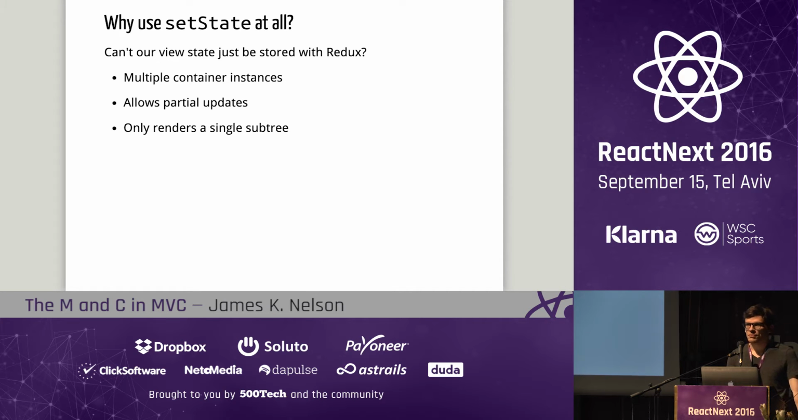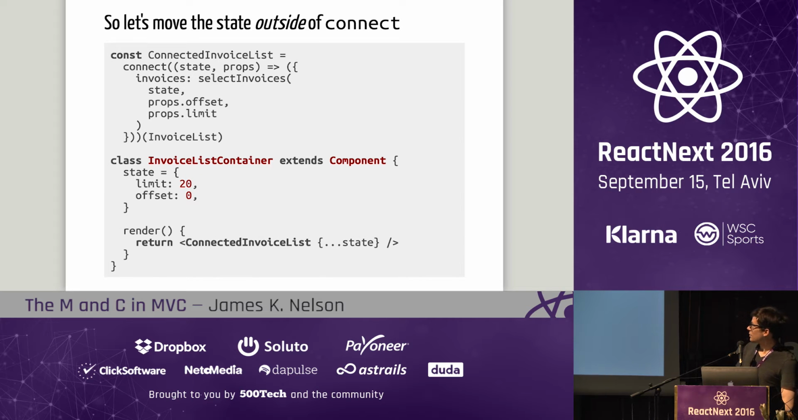But so we want to use SetState, but we can't have the state inside of our Connect component. So I guess the thing to do is try to move the state outside of the Connect component. Here is our InvoiceList container again, the same container I showed you earlier. The only difference now is that instead of rendering the invoice list directly, we render a connected invoice list, which is an invoice list which has that connect decorator applied to it. And that fixes the problem. I mean, this works now.